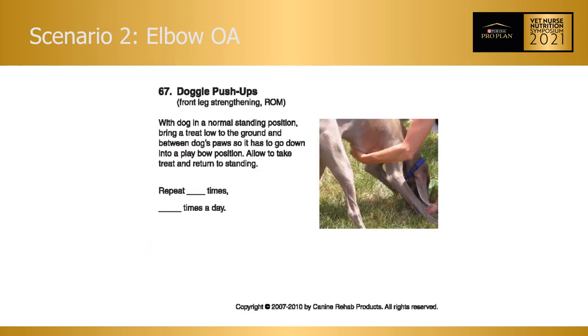Okay, so another home exercise that we can implement in the rehabilitation of elbow arthritis is one called doggy push-ups. Not only does this continue to encourage range of motion in those forelegs, in particular in the elbows, but it will also strengthen those forelegs, so help build muscle and help strengthen and support those elbows. You can increase the difficulty of this exercise by increasing the repetitions of this exercise and also increasing the frequency of which you do this exercise in a day.